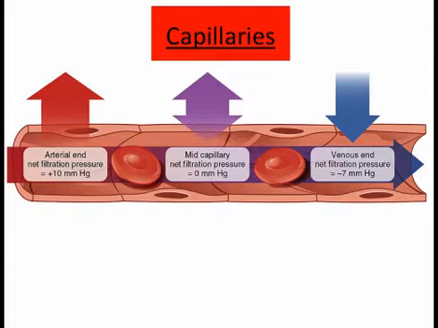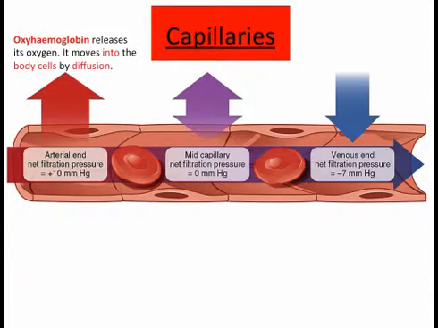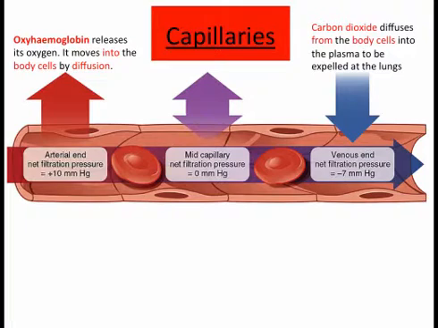Now, let's look at capillaries in more detail. You know that when the capillaries take the blood, the oxygenated blood, to the tissues, the oxygen will move out by diffusion. Oxyhemoglobin is the name of the compound hemoglobin when it carries the oxygen. The oxyhemoglobin releases the oxygen and it moves into the body cells by diffusion, ready for use in respiration. Now, likewise, carbon dioxide will diffuse from the body cells into the plasma. When it gets to the lungs, it will be released.